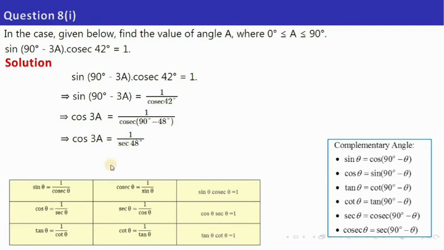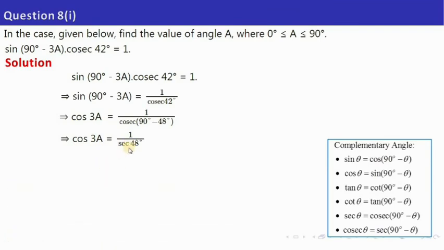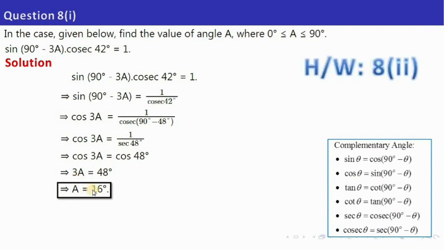Now if you use the reciprocal relation, 1 by sec theta can be written as cos theta, and theta is 48. So we have cos 3a equals cos 48. If you remove cos and cos, you have 3a equals 48. From here, A turns out to be 16 degree. So the value of angle A will be 16 degree. You'll try question number 2 by yourself. With this we close the chapter.